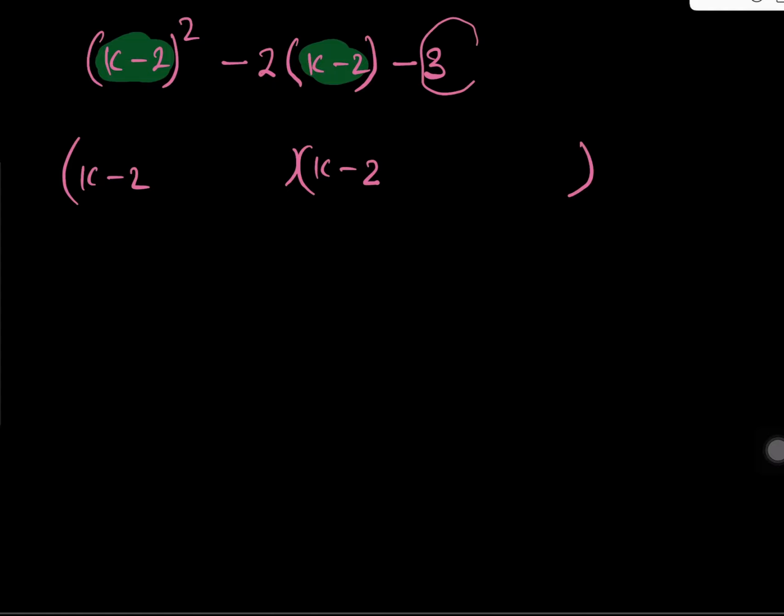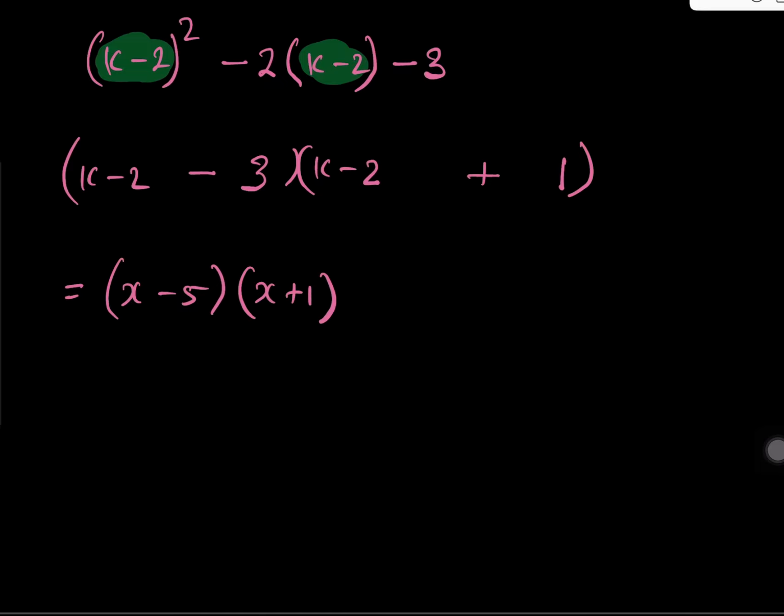Now I need the factors of 3, which is 3 and 1. So I'm going to put a 3 there and then a 1 there. Now the sign of this 3 is dependent on the sign. There is minus. I'm going to put a minus here, then I put a plus, and then I'm done. I just need to simplify this part here, which is going to give me x minus 5 into x plus 1. And that's how you guys are going to factorize this. It's not difficult at all.